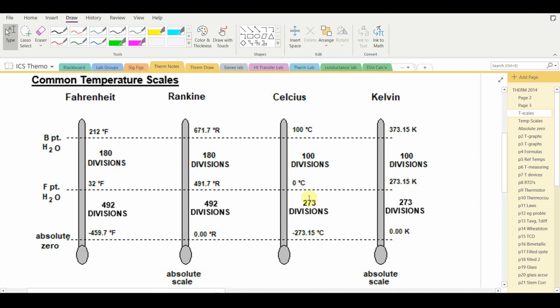And we do that for all Celsius temperatures to convert them to Kelvin. And likewise, you'd subtract 273.2 from all Kelvin temperatures to convert them to Celsius. But take a look at the Fahrenheit scale.